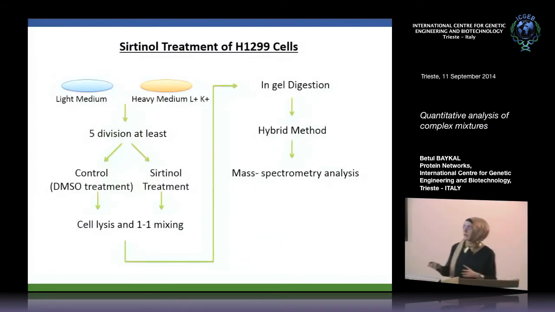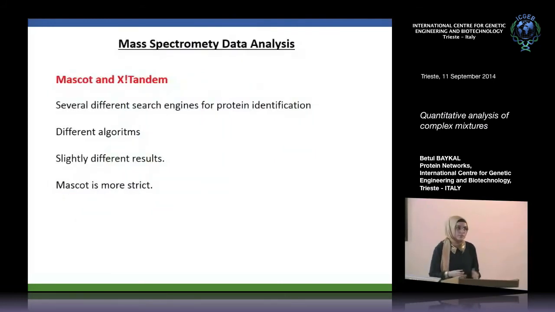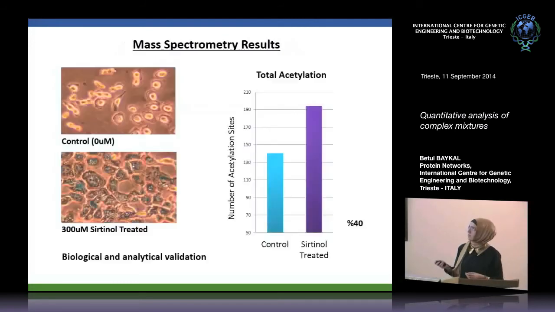So after that, I lysed the cells treated with the serotinol, and did one-on-one mixing, and then did the in-gel digestion, the hybrid method, and mass spectrometry analysis. I used many different mass spectrometry analysis engines, such as Mascot and Extendum. These are very famous. The way they work is a bit different, since they're using different algorithms to analyze, so the results are a bit different. But since Mascot is more strict, we wanted to stick with it. But still, we use the tandem results as well.